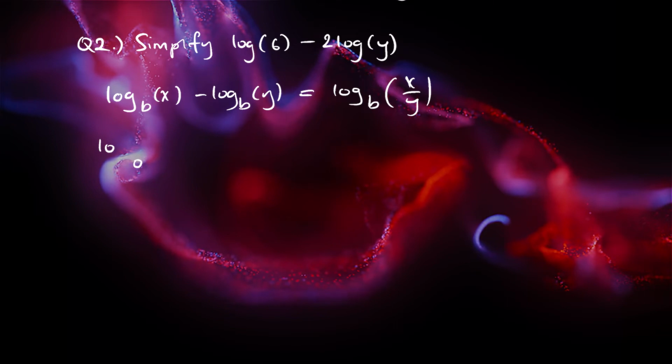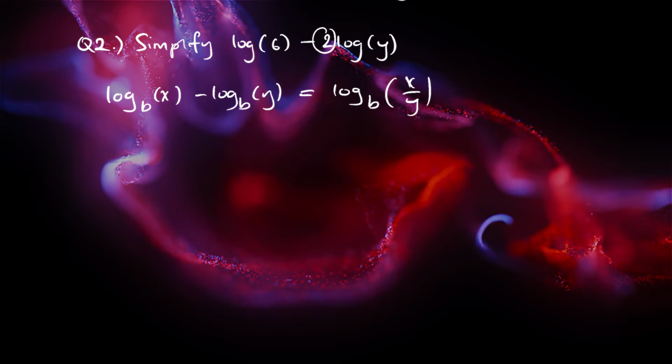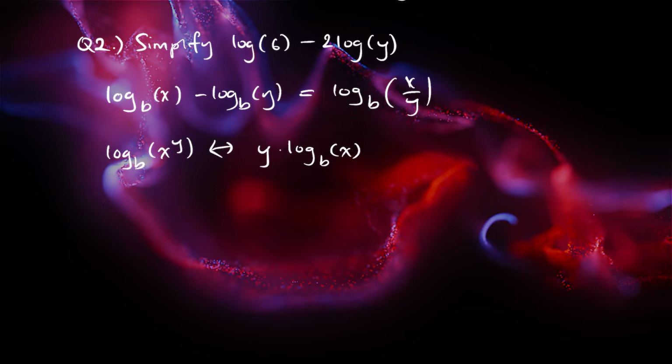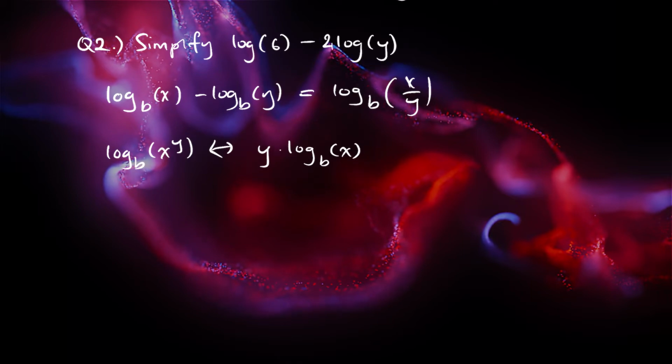And we don't know how to deal with that yet. So that's my bad. We need to manipulate this 2 log y here. So how are we going to go about doing that? Well, remember, let me rewrite out the property. If I've got log b of x to the power of y, this is the same as y multiplied by log b of x. And the reverse is true as well. So I can go from this form here and bring the power back onto that x.